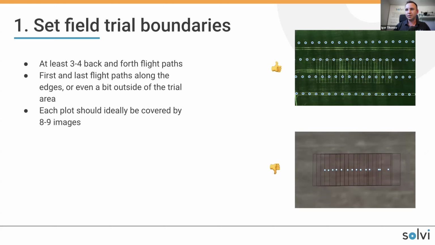But still, that's not really good data for the analytics, because the algorithms that stitch the imagery into maps try to find common features in overlapping images, and usually just frontal overlap is not sufficient. You want to have side overlap as well. So when setting the boundaries for the flight, and the flight planning app will typically show you automatically how the drone will fly, I would recommend setting the boundaries so that the first and last flight paths go at least along the edges of the field trial, like we see here. Ideally, even outside of the field trial, so that you get adequate image coverage over the whole trial area.